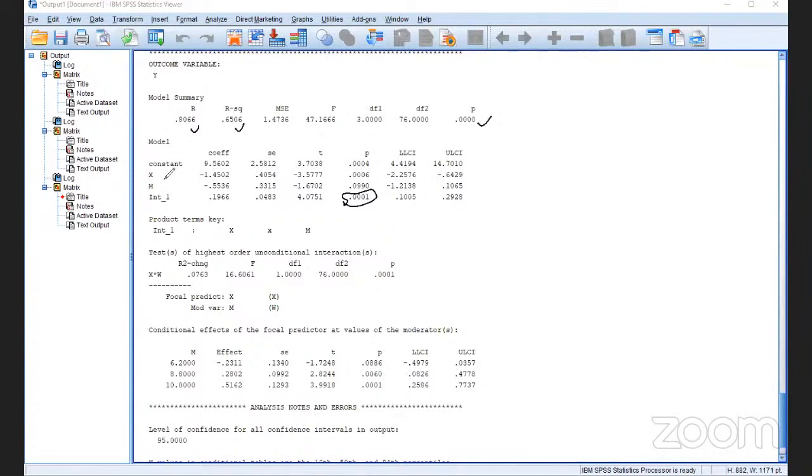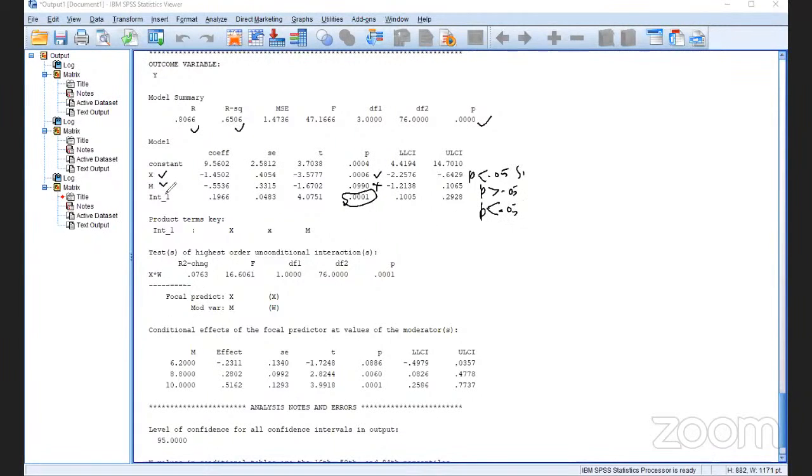Now the X independent variable, meaning stress. Is it significant or not? Yes, it is significant because the p value is less than 0.05. Now the moderator, meaning negative cognition, is not significant because the p value is greater than 0.05. But the impact of interaction, meaning X multiplied by M, is it significant or not? Yes, it is significant because the p value is less than 0.05.